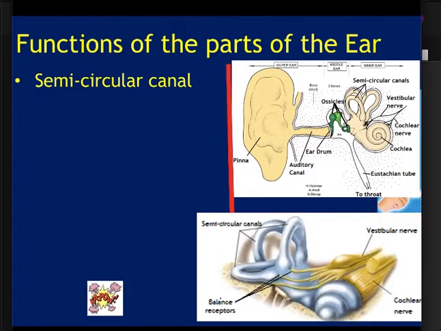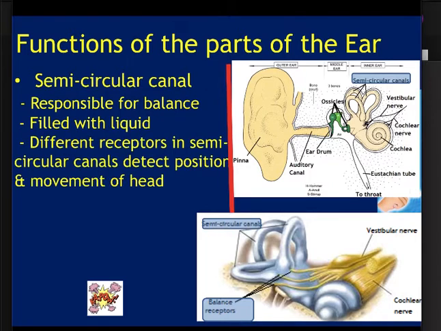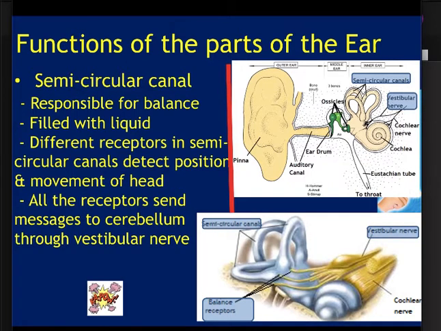Alrighty, so in terms of our last little bits of this, we've said our semicircular canals are these funky looking things, and they are responsible for balance. When you were learning to walk, your semicircular canals were giving your brain information about where you are. Now you can balance without thinking, which is great, but when you're learning to walk you can't. Again, they're filled with liquid, and they have different receptors to detect the position and movement of your head. They will send their message to the brain via the vestibular nerve, it's called. And we will do the cerebellum when we do the nervous system and the brain.